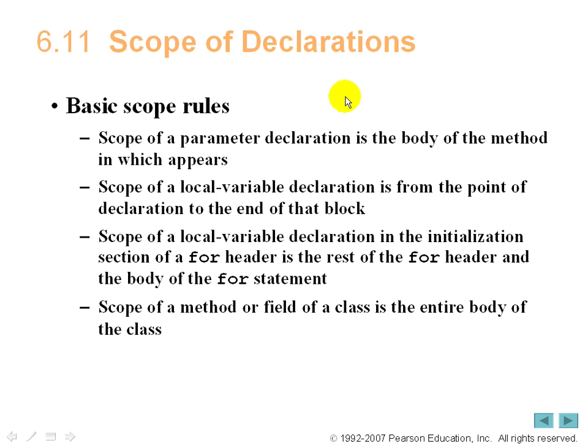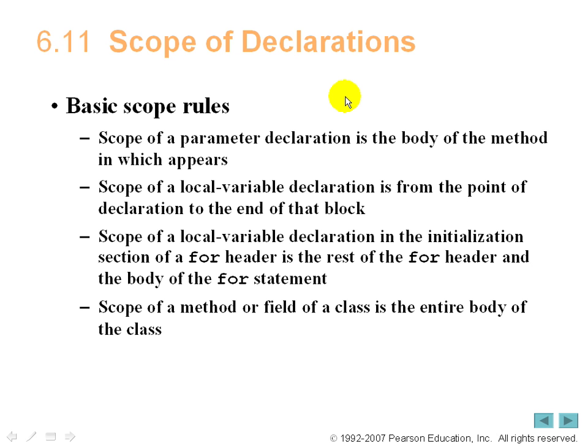Then we'll take a look at an example, and for the purpose of the example, we're actually going to run it in a debugger so that we can see how the scope rules affect what we're allowed to access in our program. So the basic scope rules are as follows.